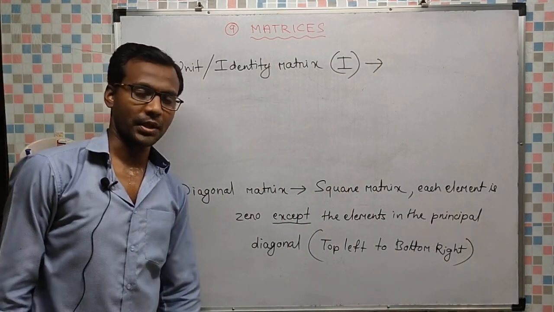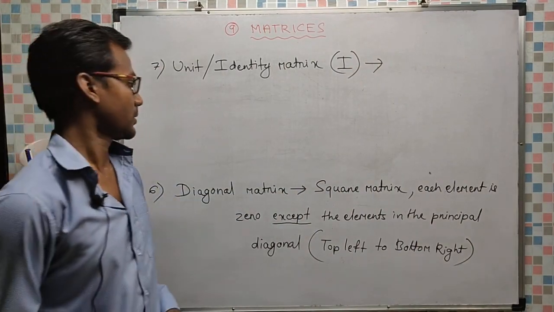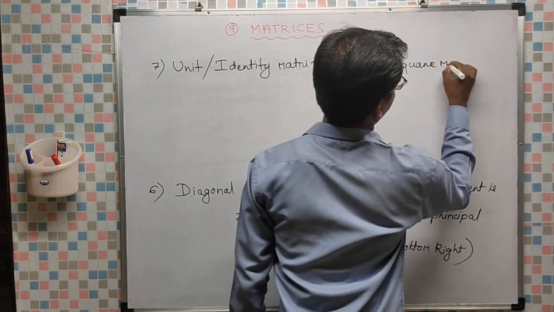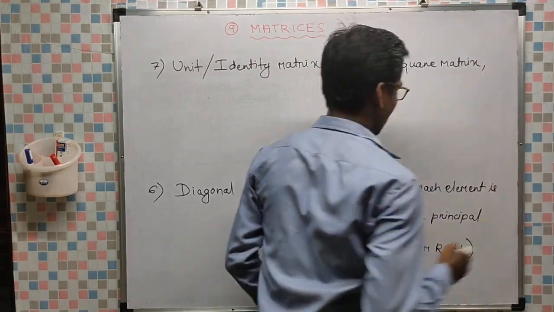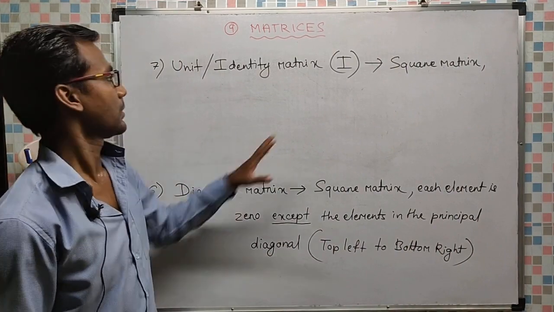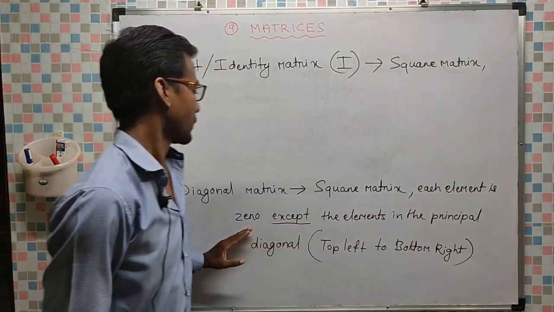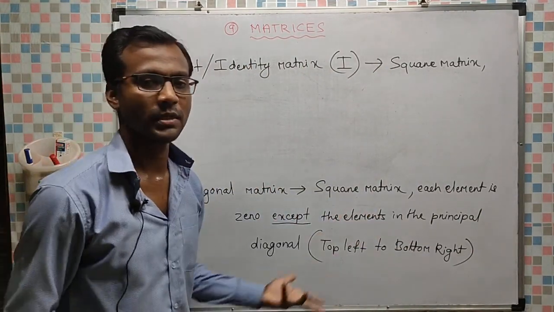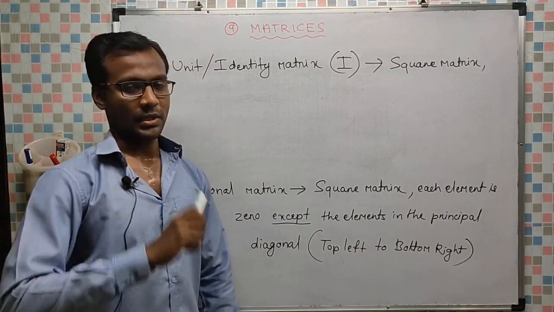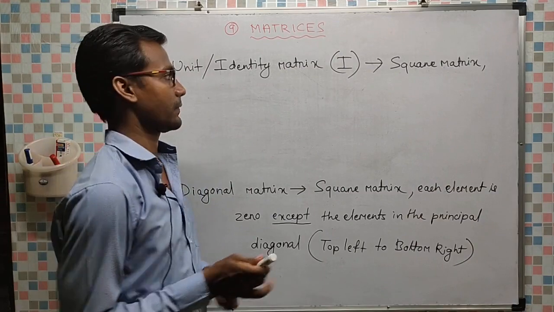It is also a special type of matrix which is always represented using the capital letter I. It is also a square matrix and each element is 0 just like the diagonal matrix. A unit matrix or identity matrix is a special type of square matrix in which each element is 0 except the elements in the principal diagonal, but the non-zero elements should be 1 each. The non-zero elements in the principal diagonal will be 1 only.